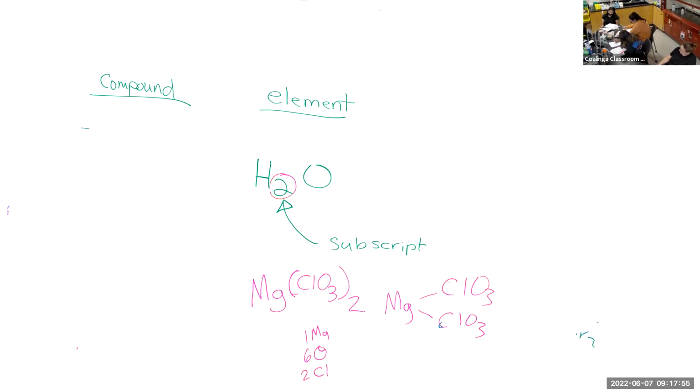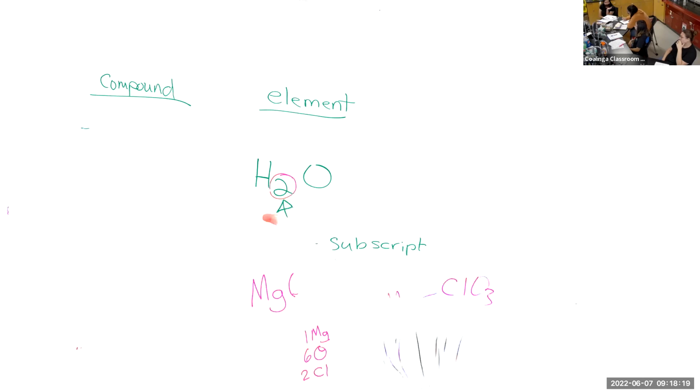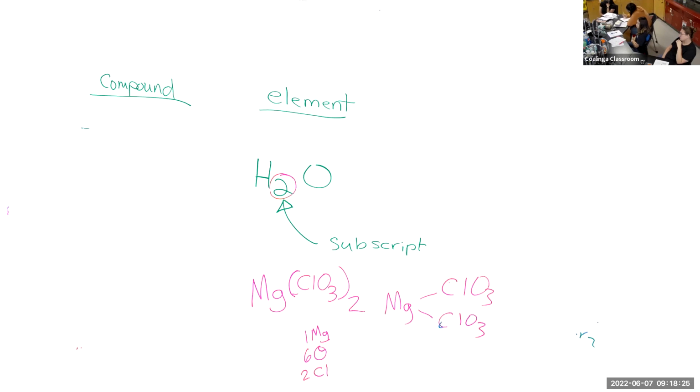Okay, so we have 1 magnesium, 6 oxygens, and 2 chlorines. So that compound acting all together, it's one compound that has all of this. Okay, so subscripts let us know how many that we have, and it's going to be next to the element that it's referring to.